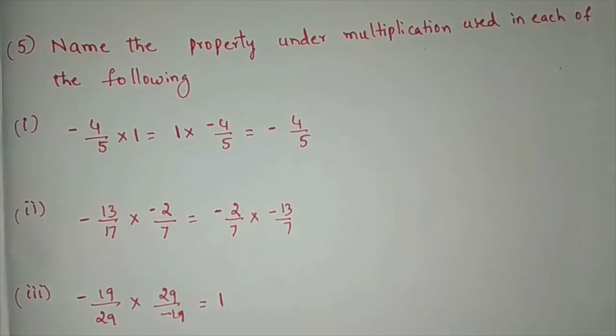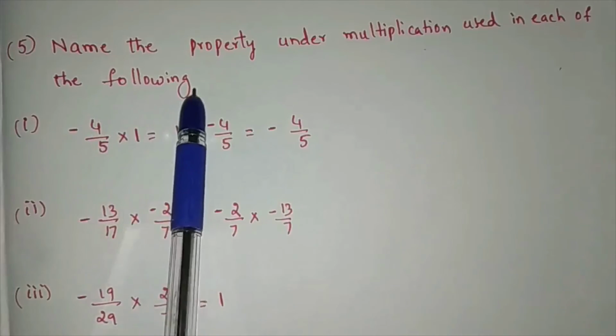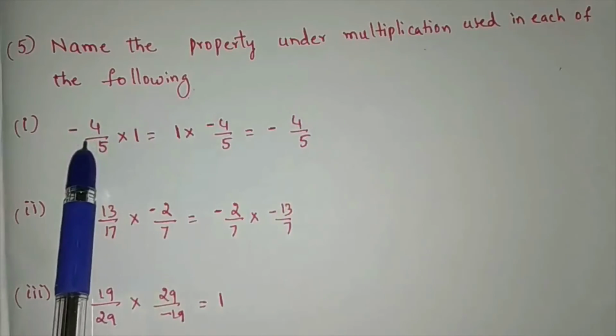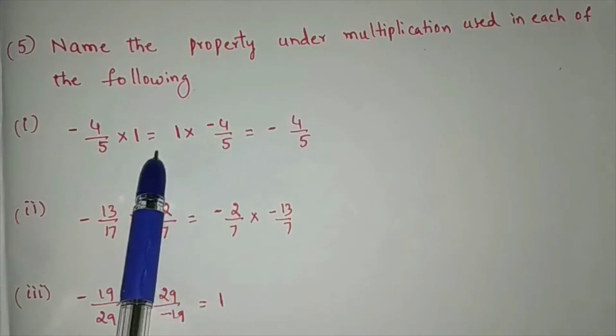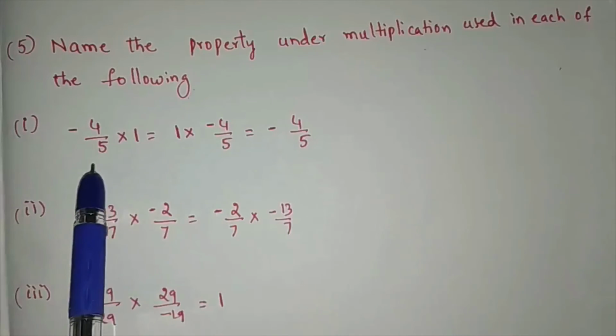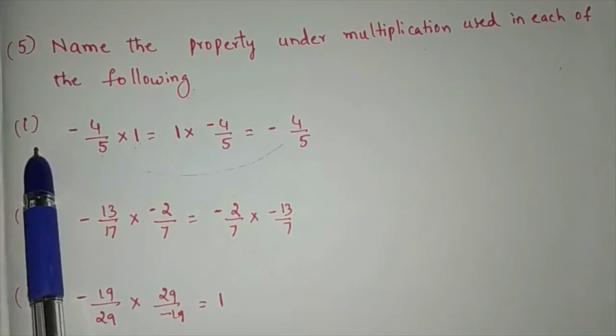Let's move on to our next question. That is the fifth question of exercise 1.1. Name the property under multiplication used in each of the following. Here we are given some expressions and we have to find out which property is used in that. So let's see the very first one of the fifth question.